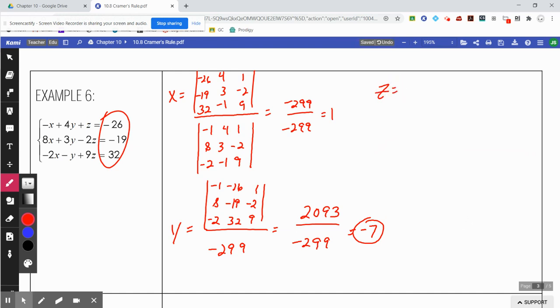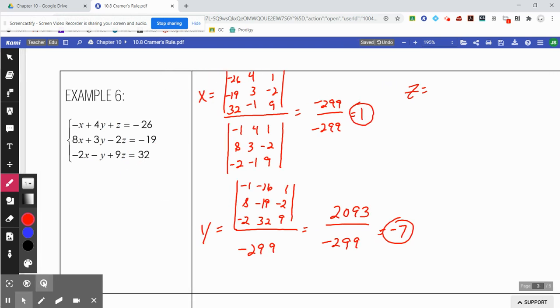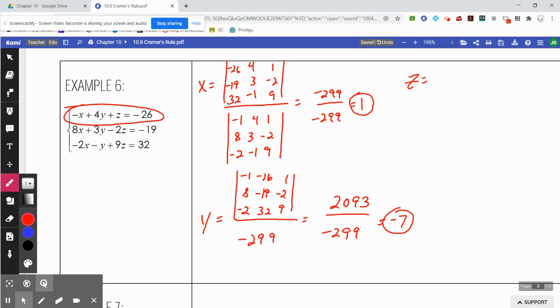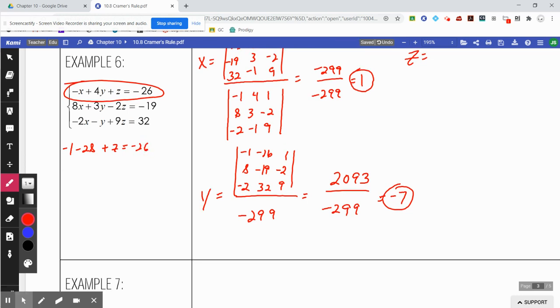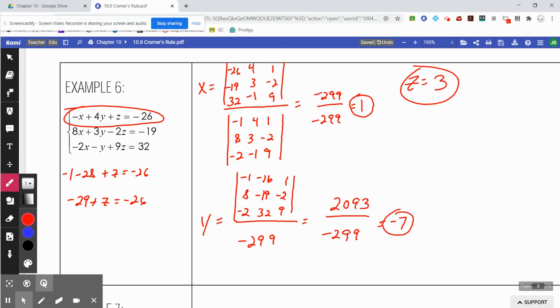And now let's talk about another way. If you didn't want to do that 3 times, you do have another option. Since you do have an X and a Y, why not just come over here and take one of your equations and plug in that X and Y? That gives you negative 1 plus, or actually minus 28 plus Z is equal to negative 26. If you replace them in your first equation, negative 29 plus Z is negative 26. When you add 29, you get a Z value of 3. So once you have X and Y, you can use back substitution, and that's going to give you your solution. X is 1, Y is negative 7, and Z is 3.